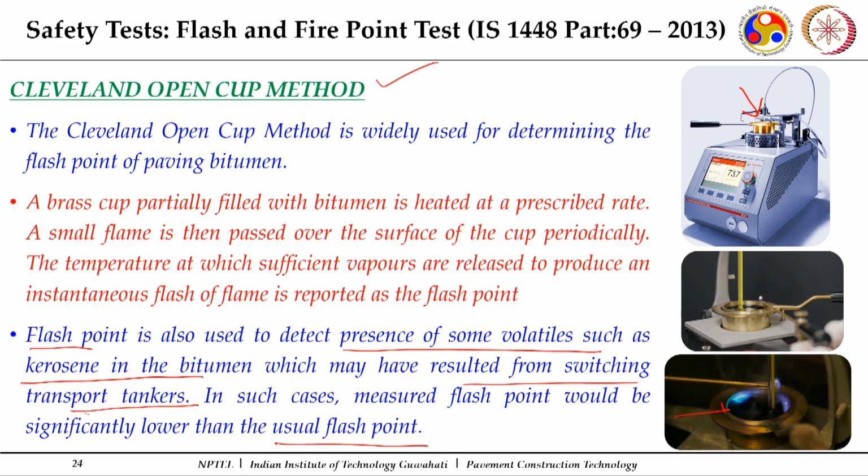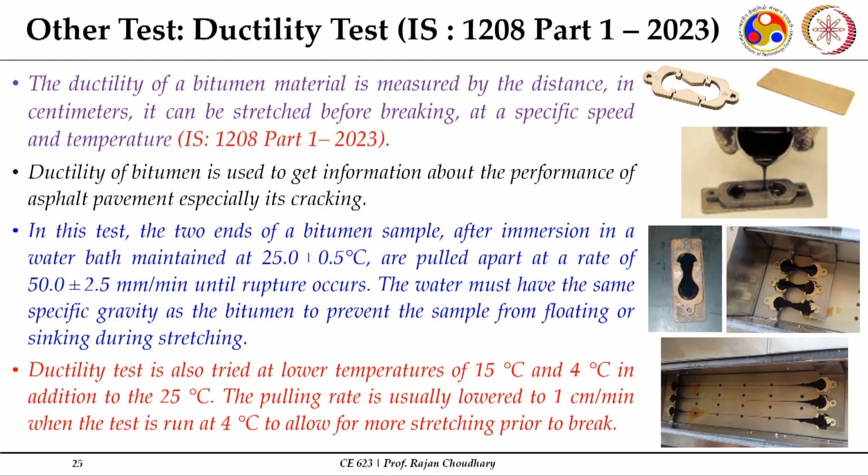Another test which is used is the ductility test. In this ductility test, a binder sample is taken in a special mold and you stretch the binder sample. When you stretch, you measure how much elongation you can achieve. You will always prefer that it is stretched to a good amount before it finally ruptures.